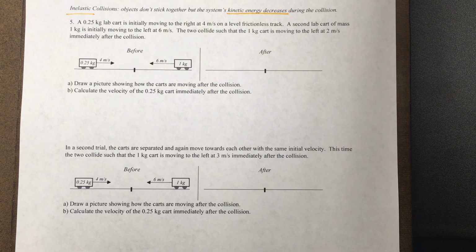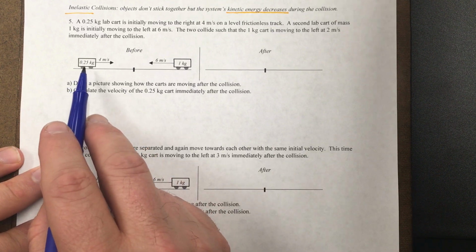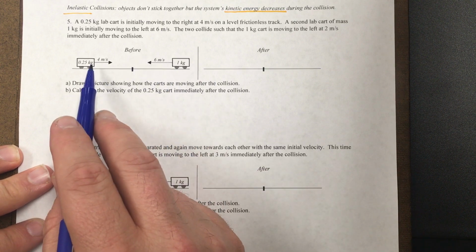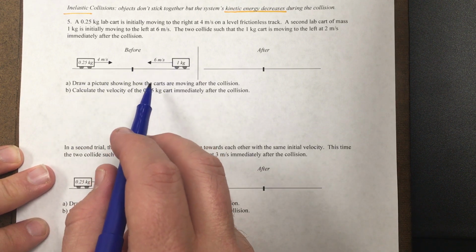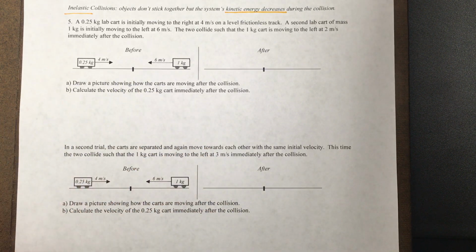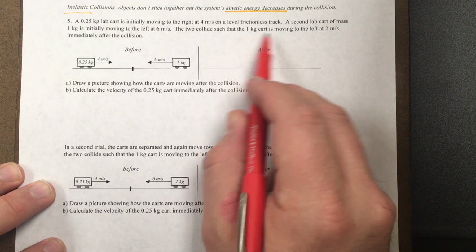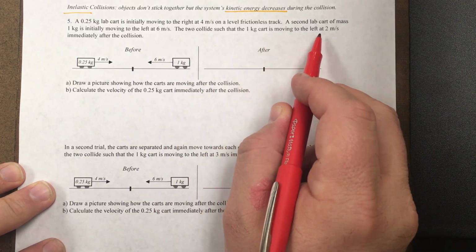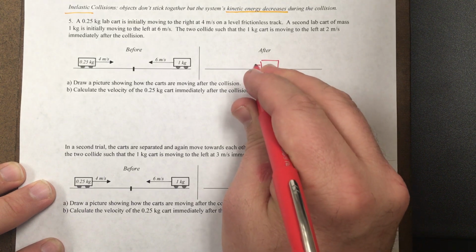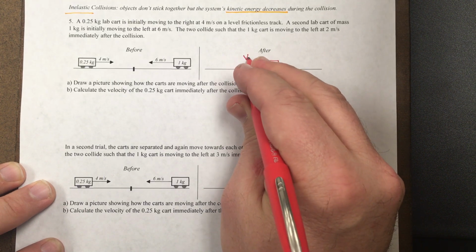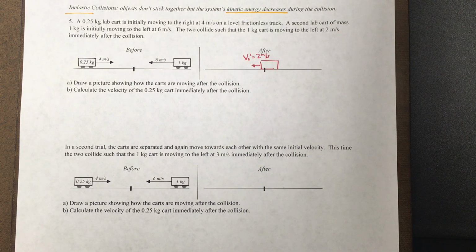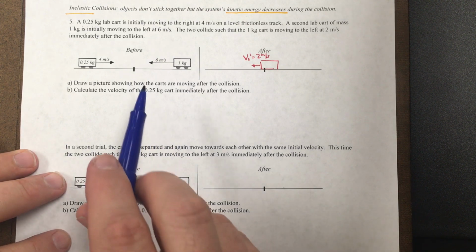So in this situation, I've got a cart moving to the right at 4 meters per second, and then a second cart moving to the left at 6, and again, this one's smaller than this one. And again, as a way to understand, I want to draw a picture of what's happening. So we're told that the two collide such that the 1 kilogram cart, which is this one, is moving to the left at 2 meters per second. So like that one keeps moving to the left and it just gets slowed down. And then we're supposed to figure out what happens to the other one.